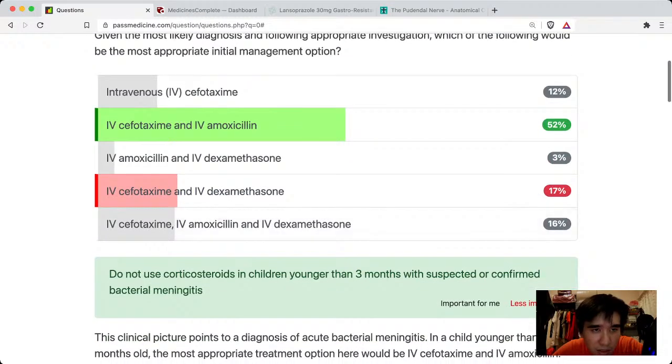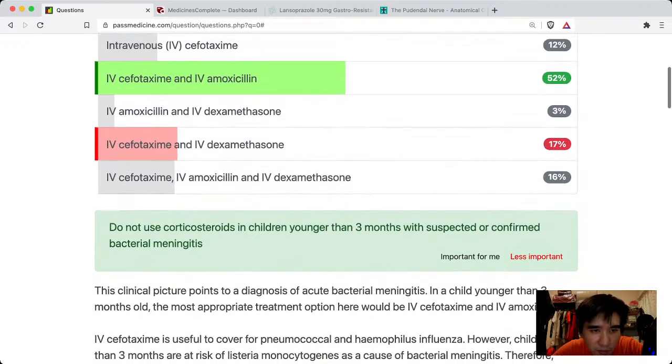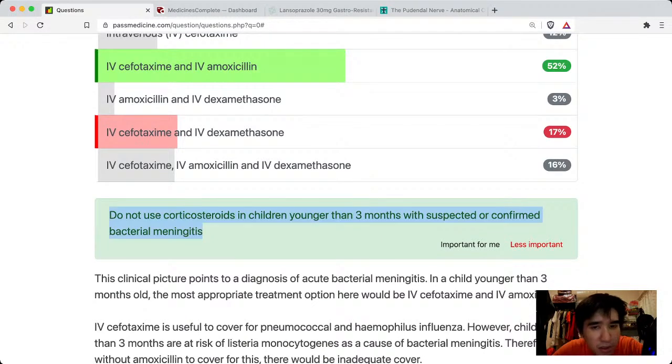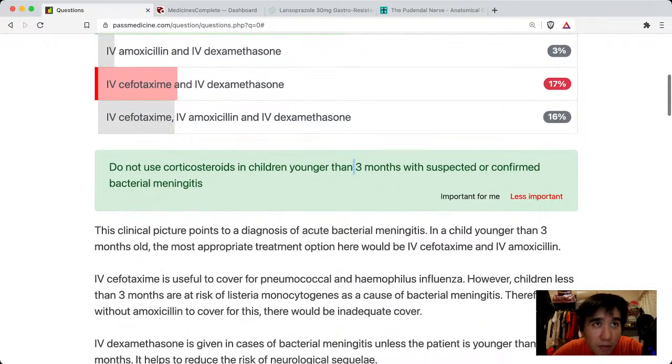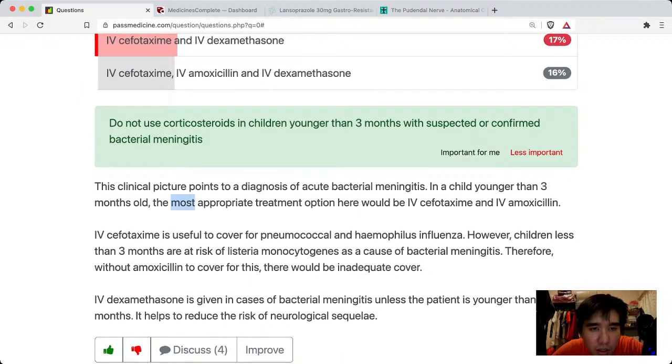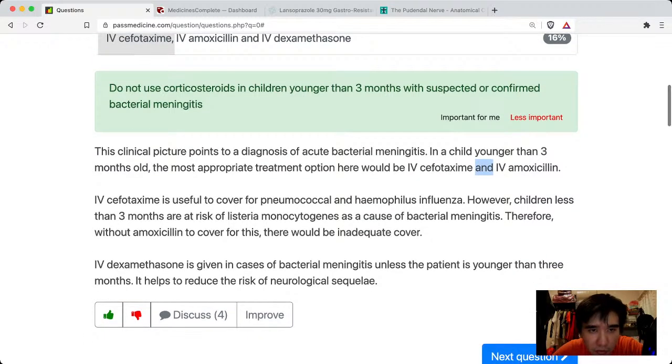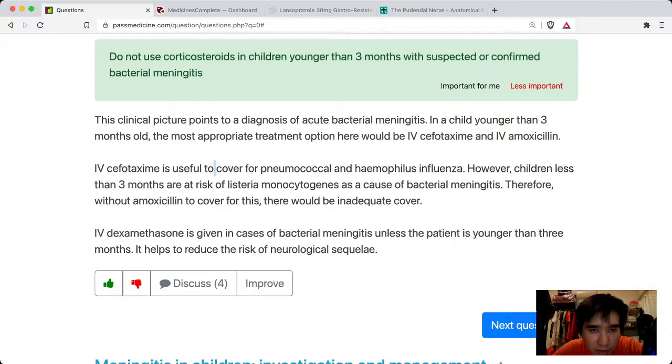Oh, the answer is cefotaxime and amoxicillin. Okay. Do not use corticosteroids in children younger than 3 months with suspected or confirmed bacterial meningitis. Oh, okay. I didn't know that. Luckily, I learned this before becoming a doctor. This clinical picture points to a diagnosis of acute bacterial meningitis in a child younger than 3 months old. The most appropriate treatment option here would be IV cefotaxime and IV amoxicillin. IV cefotaxime is useful to cover for pneumococcal and Haemophilus influenzae.